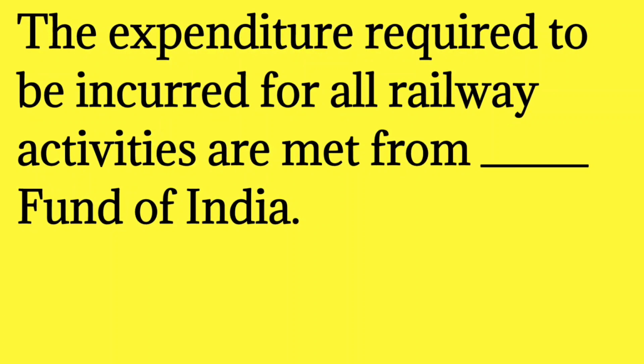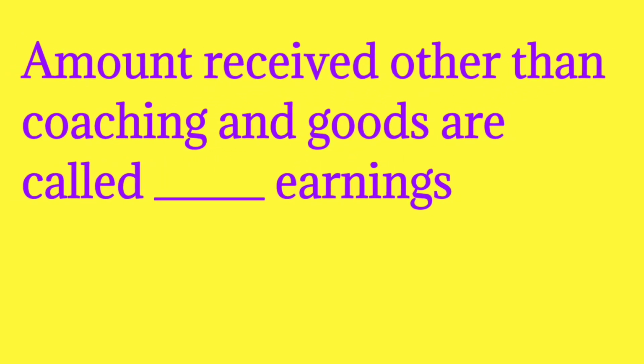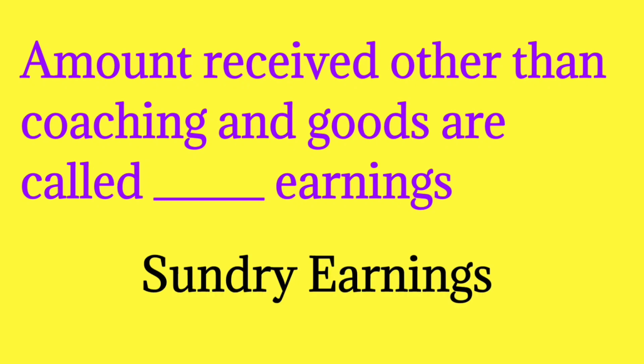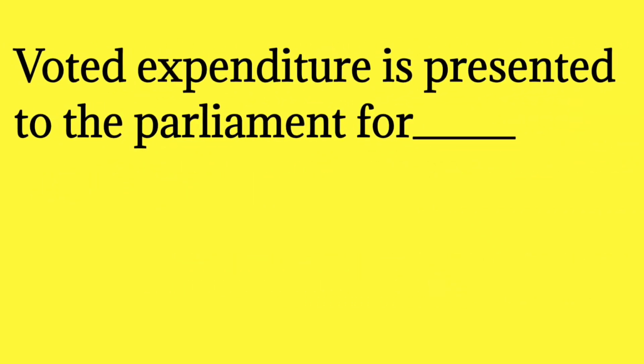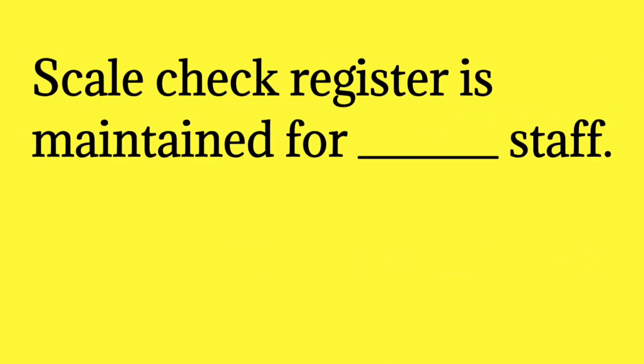The expenditure required to be incurred for all railway activities is met from the dash fund of India. It is met from the Consolidated Fund of India. Amount received other than coaching and goods is called dash earnings. It is called sundry earnings. Voted expenditure is presented to the Parliament for approval.